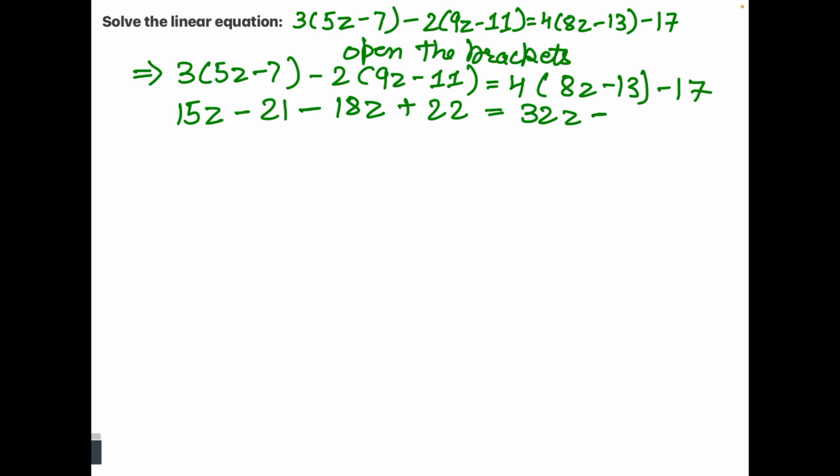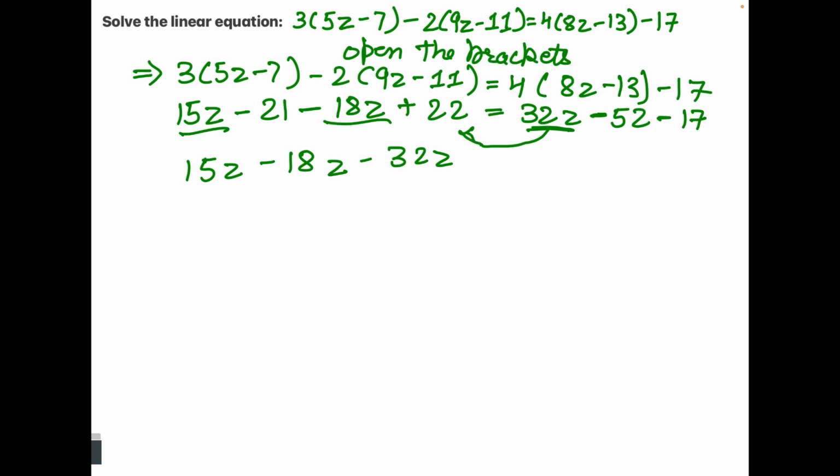minus into positive, minus into positive is always minus, 4 into 13 is 52, minus 17. Now student, we will bring the variables to the one side. 15z minus 18z minus 32z, we will shift the variable to this side, is equal to minus 52 minus 17, and positive 22 will shift to this side and it becomes negative.